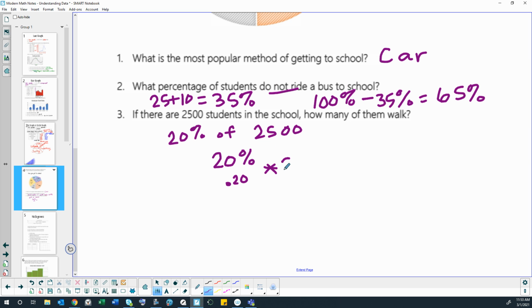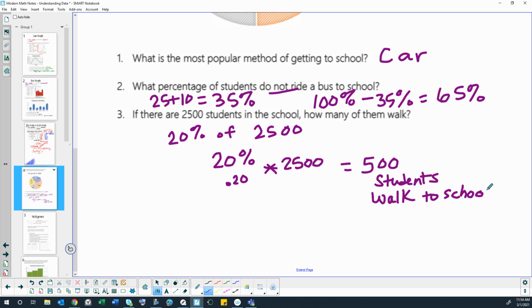And you're going to take that and multiply the number given. So there's 2,500 students in the school. So you do 0.2, however you get that number, times 2,500. What's the answer? 500. Yeah, so about 500 students walk. You don't have to label it out, but I always like to kind of explain what my answer means, right? I'm going the extra mile here with my explanation. Okay, so we answered questions based on the graph.